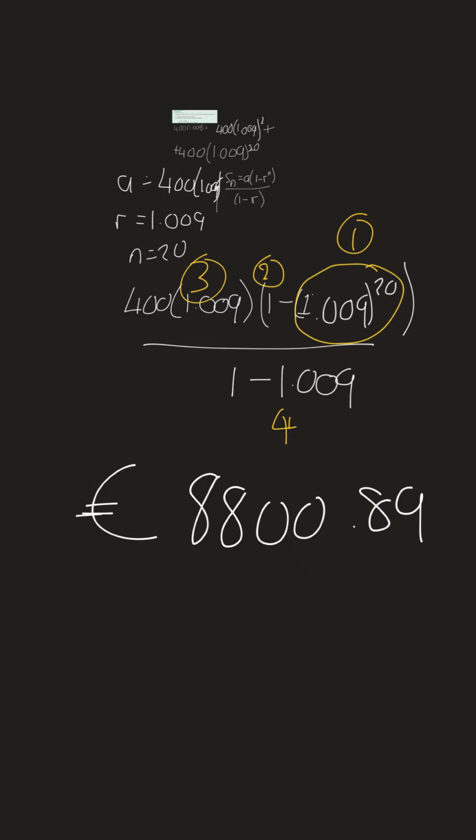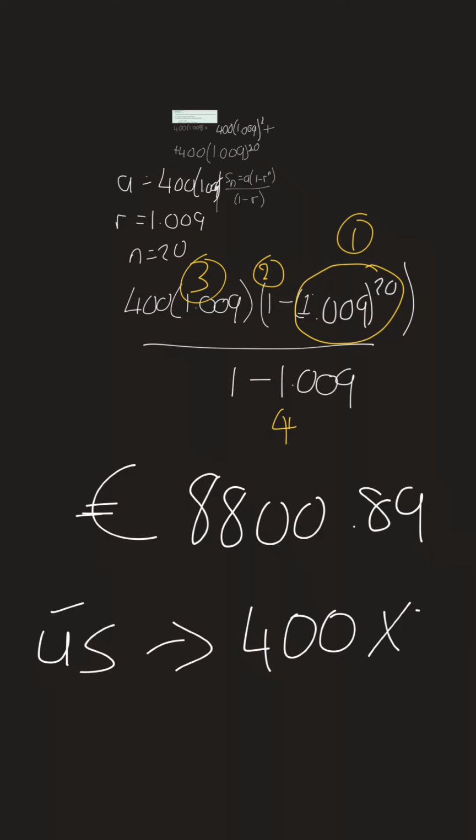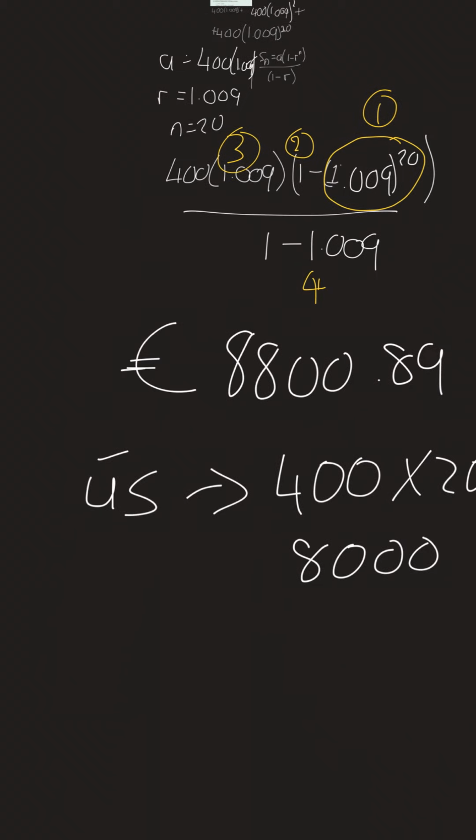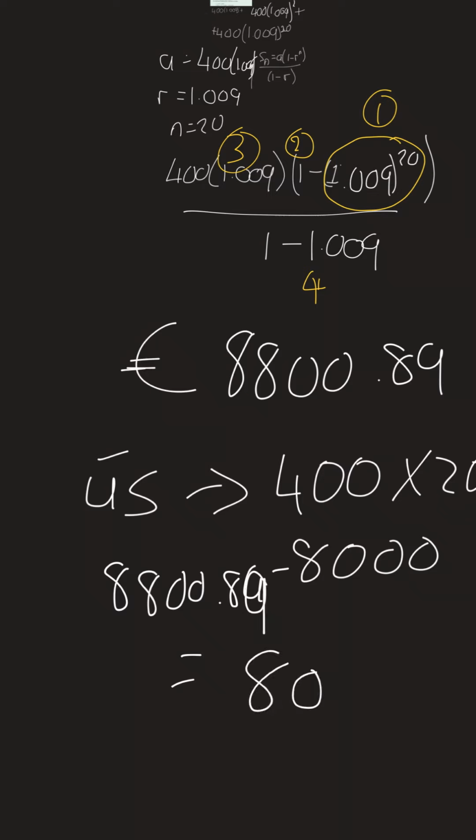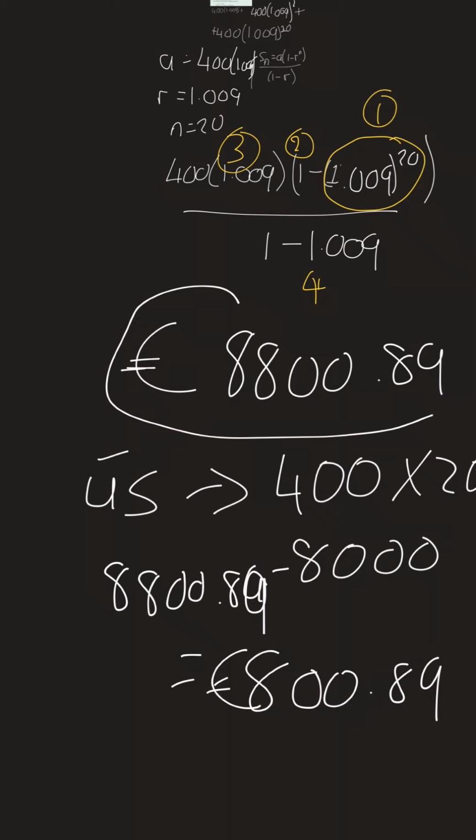So now that's the amount she'll have saved at the end. We want to find the interest she earned. So the interest would be, well, she saved €400 times 20, which is 8,000. So then we take the 8,000 from the total amount, and that gives the interest, which is currently 889. So that's the interest she's earned on top of the 400 that she saved every month, whereas this is the total amount that she saved.